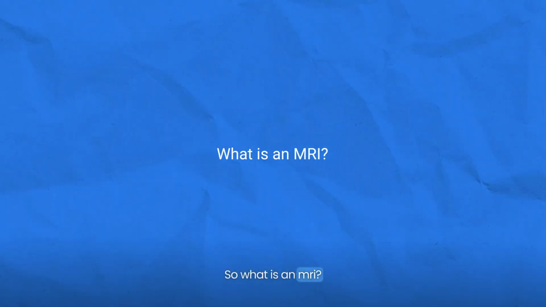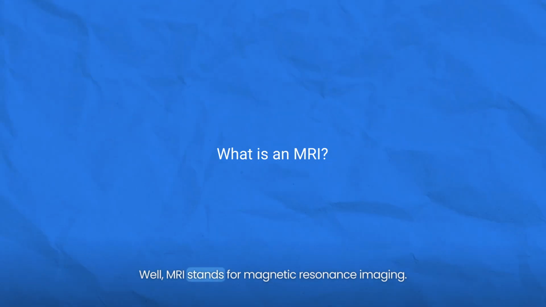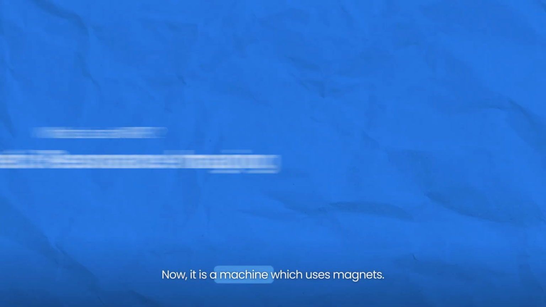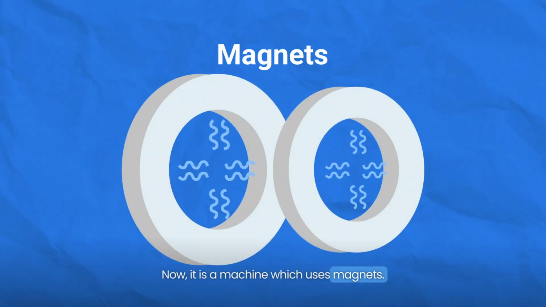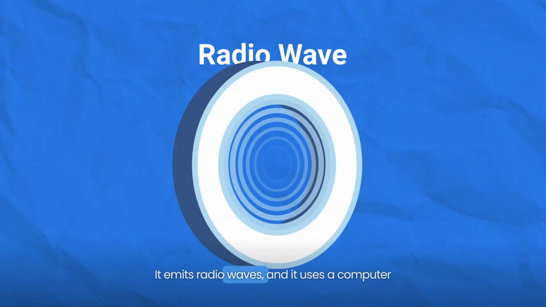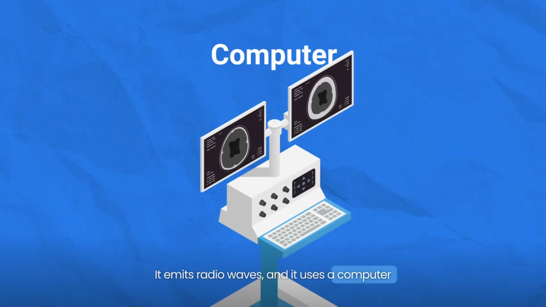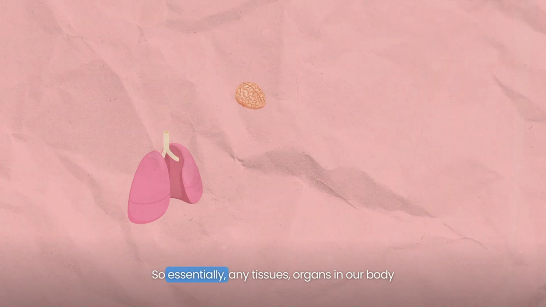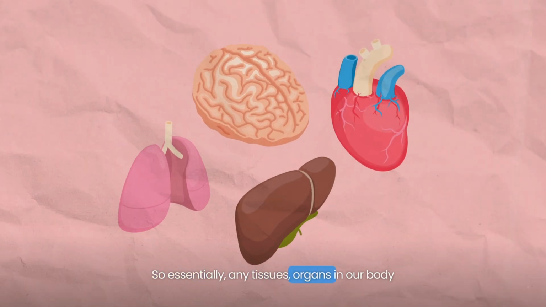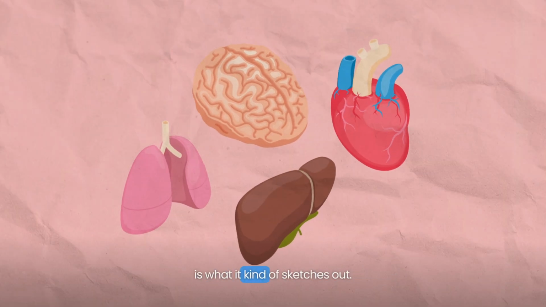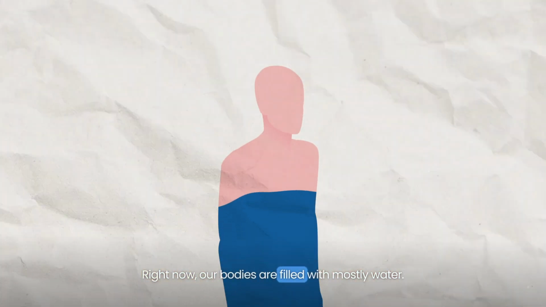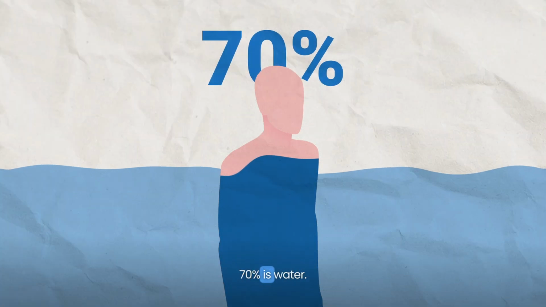So what is an MRI? Well, MRI stands for magnetic resonance imaging. Now, it is a machine which uses magnets, it emits radio waves, and it uses a computer to essentially just draw out whatever it's seeing. But what does it see? So essentially, any tissues, organs in our body is what it kind of sketches out, right? Now, our bodies are filled with mostly water, 70% is water.